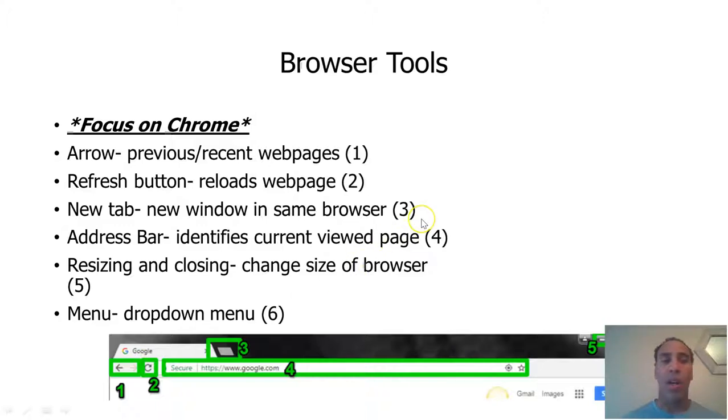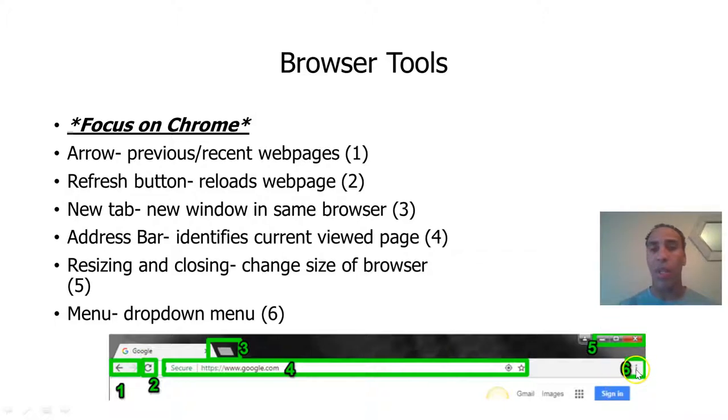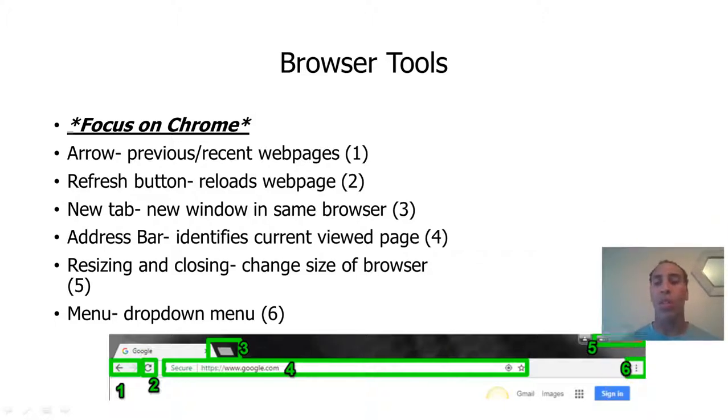Browser tools. So in Chrome, you have an arrow to previous or recent web pages. See right there for one. I like how they put the numbers here. Refresh button reloads the web page. That's 2. 3, new tab, right? So you can just open up a new tab, and that's how mine looks at work. It's a bunch of tabs all the way across because I have to use different programs. Address bar, right there. That's what you're currently viewing. Resizing is over here where you can change it. And menu drop down is 6. Those 3 little buttons right there will give you some additional options as well.